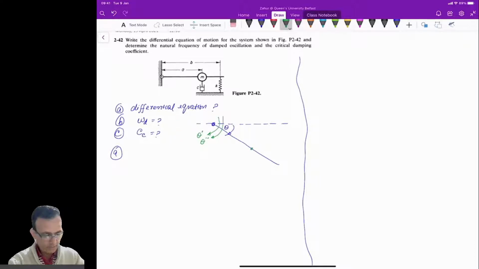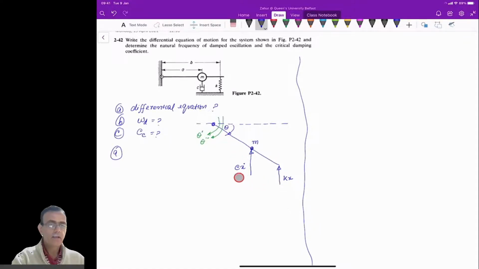Now the mass is attached here, and if the body moves in the downward direction, the C x dot will be in this direction here, and similarly the K x will be in this direction here. Okay, so these are all the forces which act on this system. Now we need to represent this x dot in terms of theta dot and x in terms of theta.